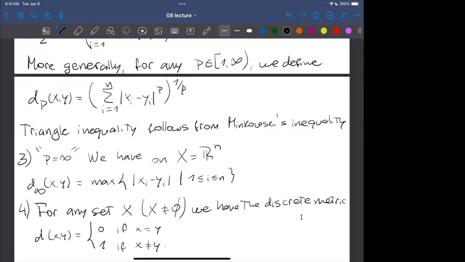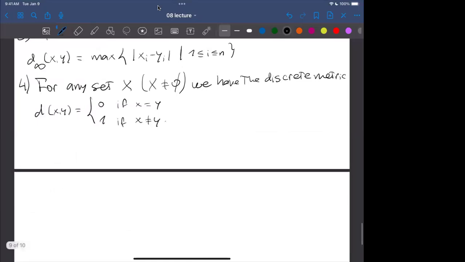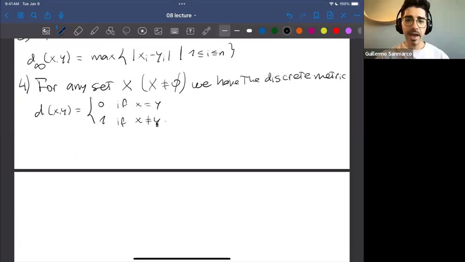I believe there was one question in the chat: are we allowed to use Minkowski's inequality? Yeah, you're allowed to use it. To be honest, you can just use that this d_p is symmetric, and that's all you'll need. And to be honest, we will not be computing too many things, and I don't really expect you to use it, so don't worry about that. You just need to know that the triangle inequality holds for d_p.